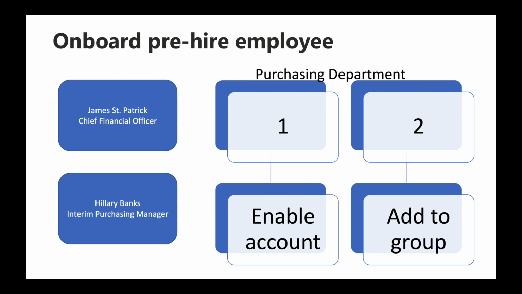And then we have Hillary Banks, Fresh Prince fans. Hillary Banks is going to be our interim purchasing manager because Hillary likes to swipe her card. So what we're going to do is go through a scope, and that scope is going to be the purchasing department. We're going to enable the account for said user, and then add to group. As I go through it, it'll make more sense. I just want to talk a little bit about what our plan is for this template.